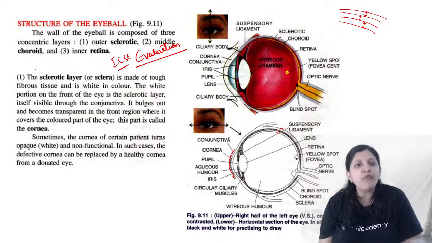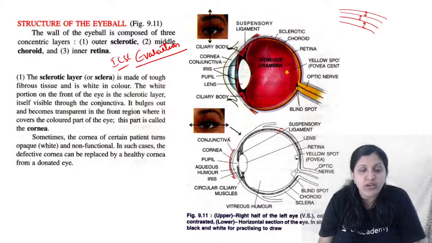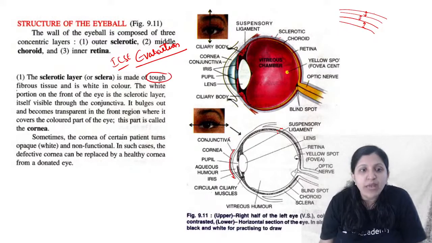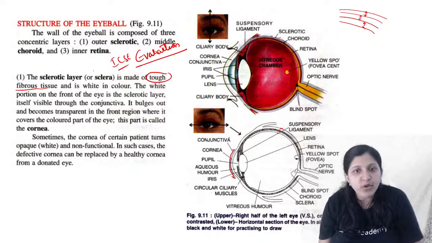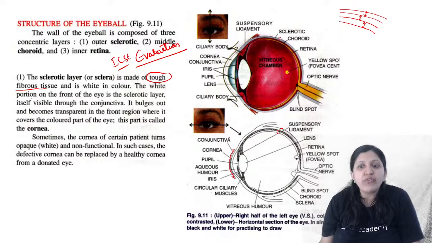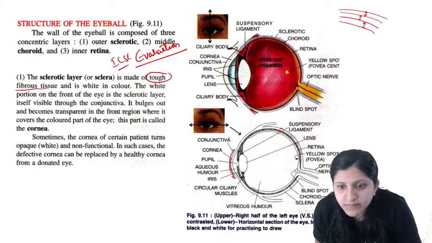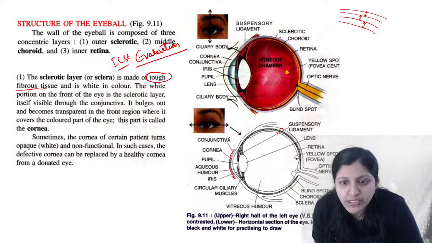Now moving on to the sclerotic or sclera, as we can also call it. It is made up of tough fibrous tissue, which is white in color. Let's say this is the sclera, the outermost layer. This is made up of tough fibrous tissue.